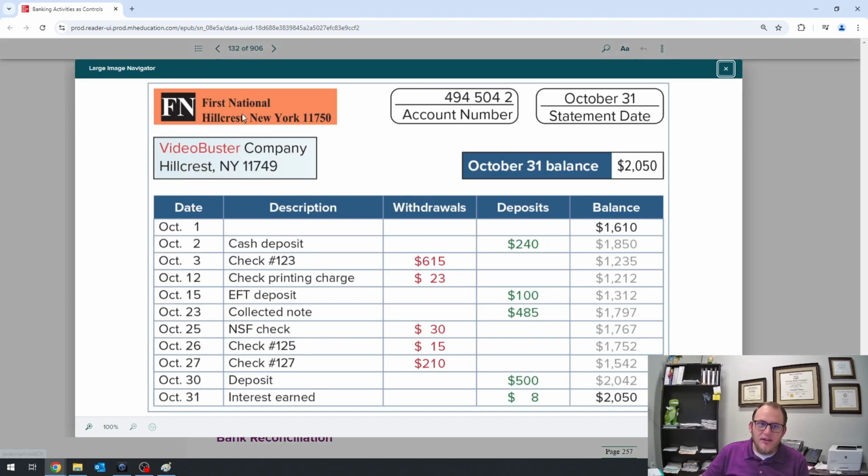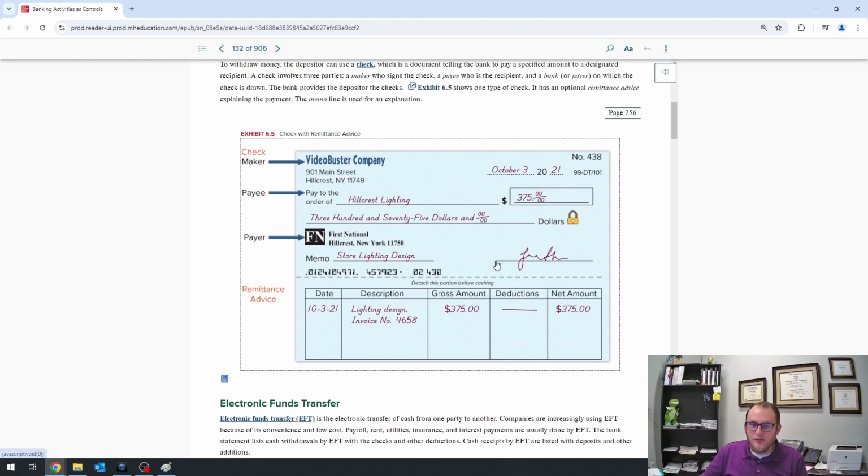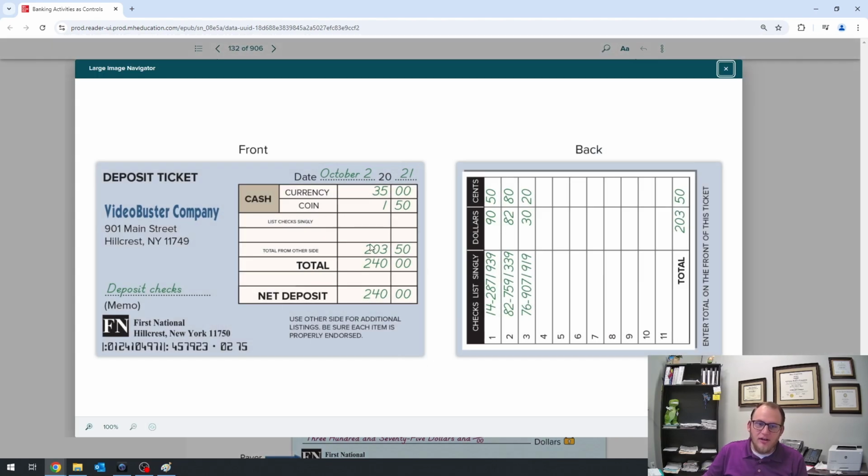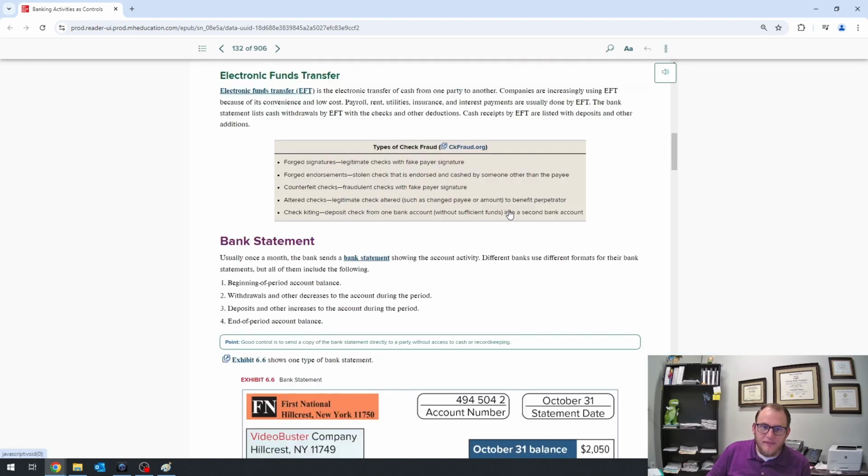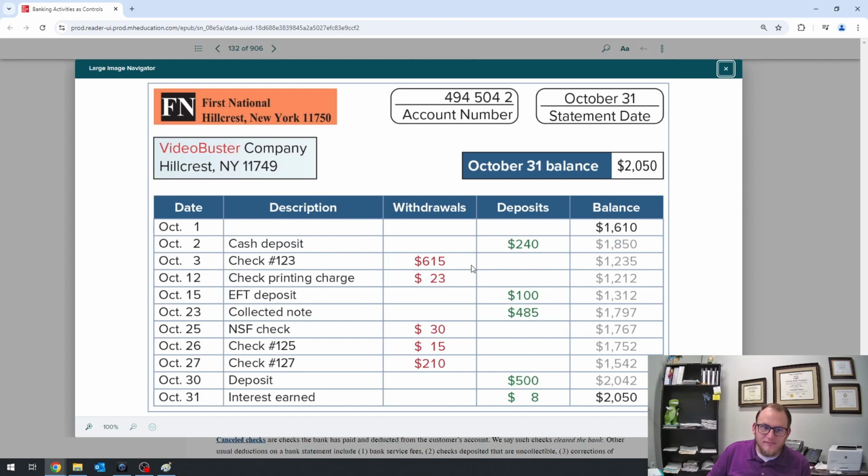So here we can see just a little mock bank statement. It's First National Bank. Here's the company that we're looking at that owns the bank account. On October 1st, here's our beginning balance. And then here's our cash deposits, which this one happens to tie to this. Oh, no, not the check. Here we have a net deposit of $240. So we can see that here.